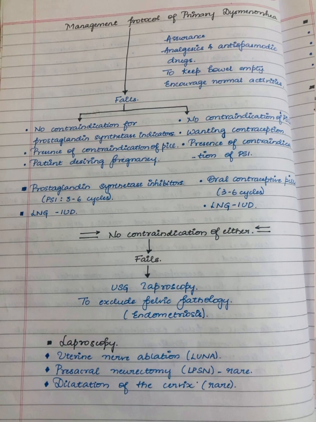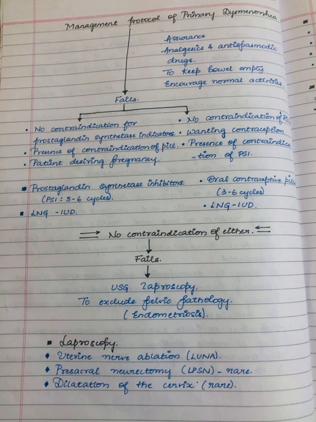If you do both of these things and there is still no improvement and the primary dysmenorrhea continues, which means the oral contraceptive pill and the PSI are not working, then you have to do USG and laparoscopy. We need to find out, in spite of doing all this, why it is failing. There might be a pelvic pathology. A secondary dysmenorrhea might be mistaken for primary dysmenorrhea. To find out the pelvic pathology, you need to do USG and laparoscopy.